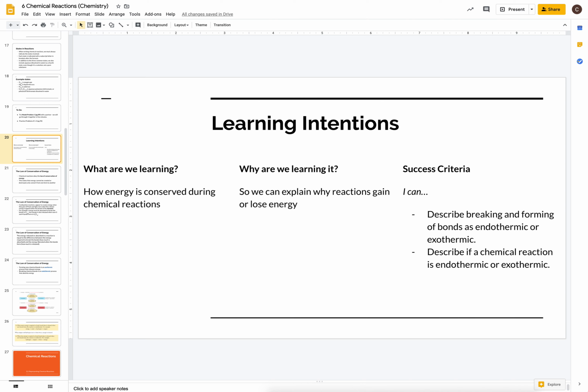Today we discuss how energy is conserved during chemical reactions. We need to do this because we need to be able to explain why reactions gain or lose energy. And our success criteria for today is being able to describe the breaking and forming of bonds as endothermic or exothermic, and describe if a chemical reaction is overall endothermic or exothermic.